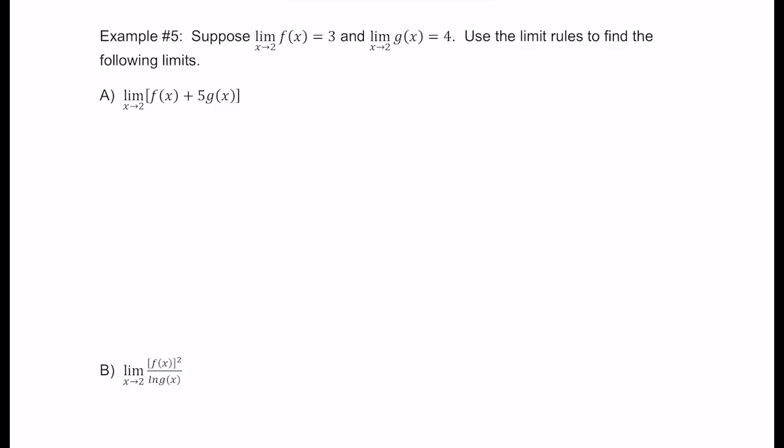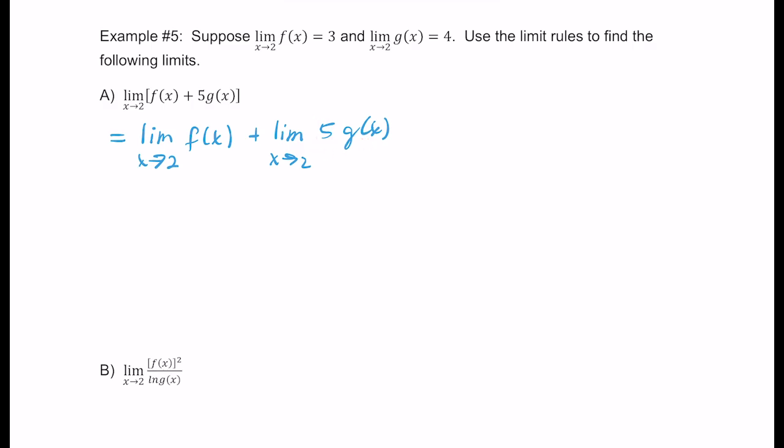So here I see that I have the sum of these two functions, and I'm taking the limit, right? So the sum rule for limits allows me to split this up. So I'm just going to split this into the limit as x approaches 2 of f of x plus the limit as x approaches 2 of 5g of x. Now, I also know there's what's called the constant times a function rule, which is what I have here. I have a constant 5 times g of x, which is a function.